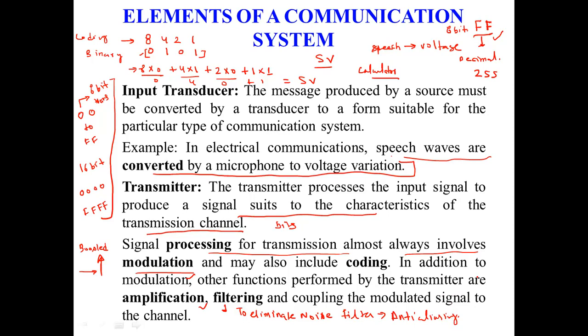So note this down: 00 to FF for 8 bit, and 0000 to FFFF for 16 bit. It is the range of the signal. This is the start point, I will write it as SP, and this would be the end point.